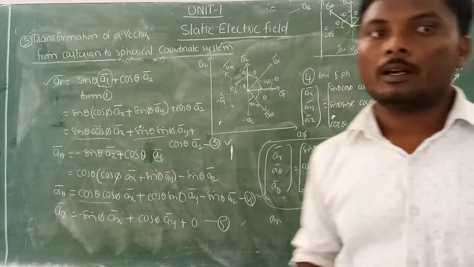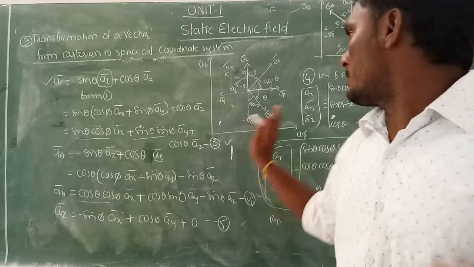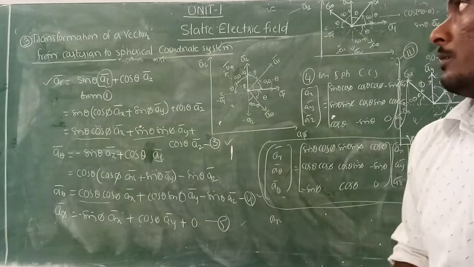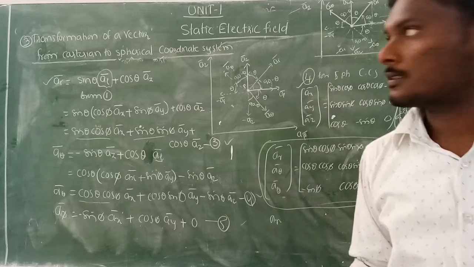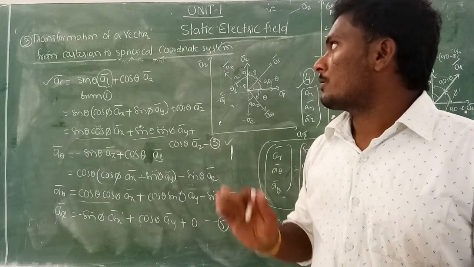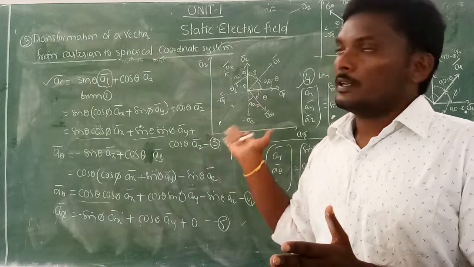Up to now we have completed the transformation of a vector from Cartesian to spherical and spherical to Cartesian coordinates. In the next class we will see the transformation of a vector from cylindrical to spherical, and spherical to cylindrical.